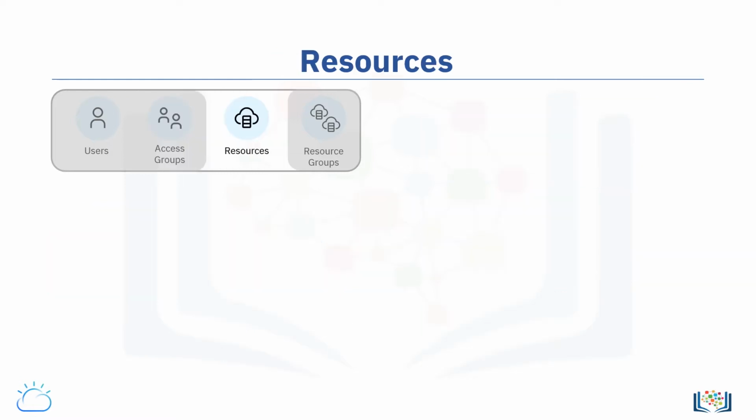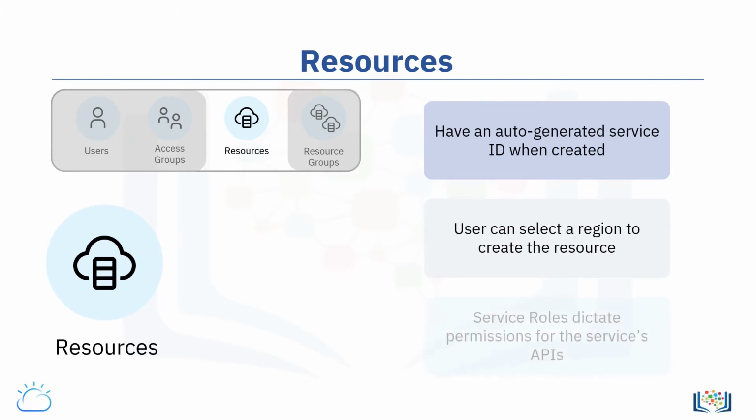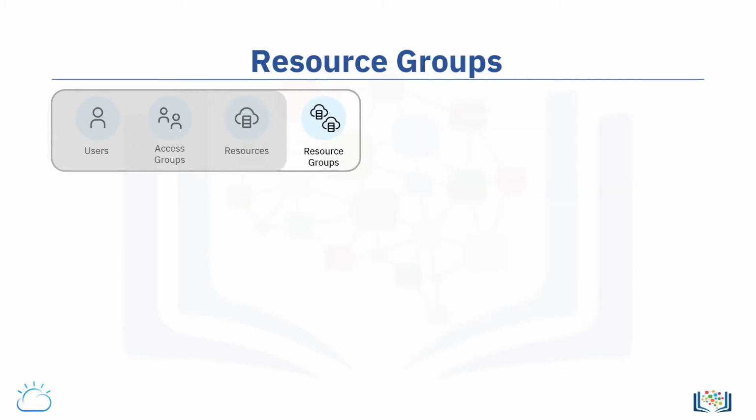As mentioned, a resource is an instance of a service. Resources have an automatically generated service ID, and they can be deployed to specific regions. Resources have roles that can limit user access for that resource. For example, with Cloud Object Storage, a user with the reader role could list and download objects in buckets. A user with the writer role could create and destroy buckets. And a user with the manager role could control all aspects of data storage, like adding a retention policy and bucket firewall.